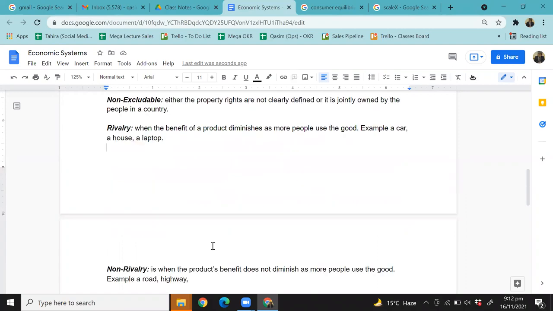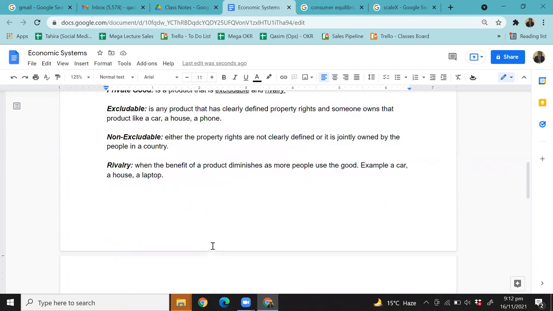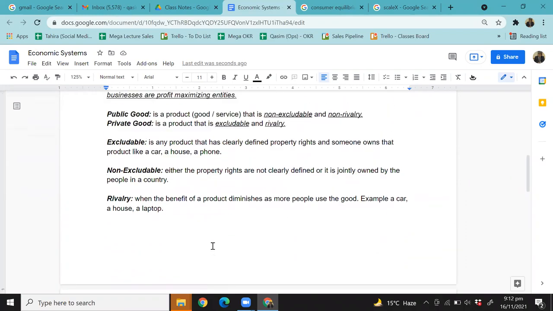Today, let's go over the definitions first, and then let's do a fun exercise to see how much you have understood. So excludable means you can exclude someone from using it. On the other hand, if something is jointly owned, like a road, street lights, defense. What about defense? Who owns defense? No private company owns it.